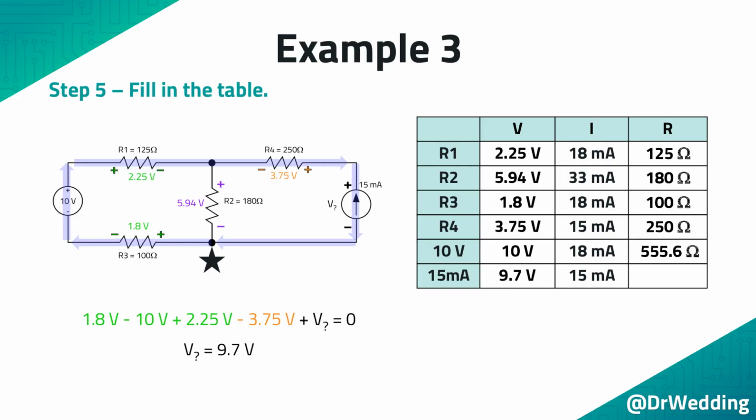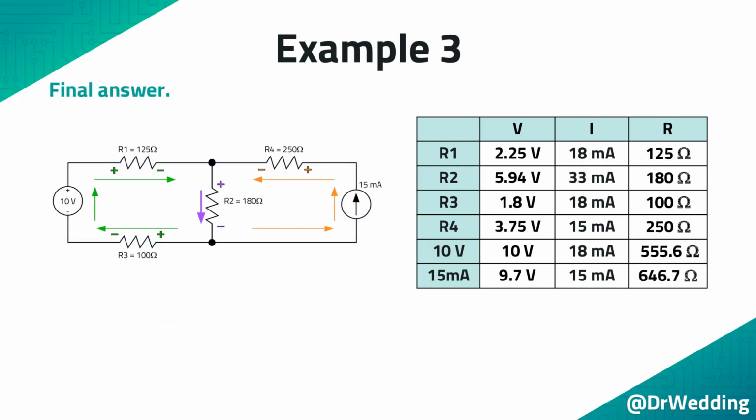If you start at the star and go clockwise around this new highlighted path, the voltages will sum to zero. The only way this can be true is if the voltage across the current supply is 9.7 volts. This second KVL path was done to show you that the path does not matter. You will always get the correct values. This second value will allow you to calculate the equivalent resistance that is across the 15 milliamp supply.